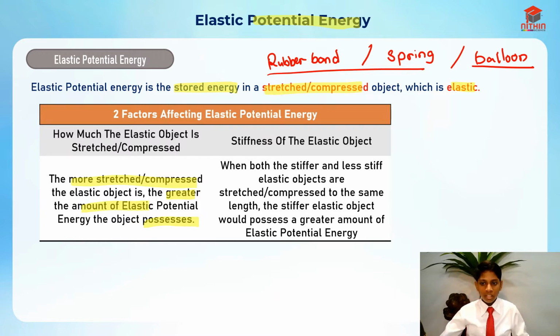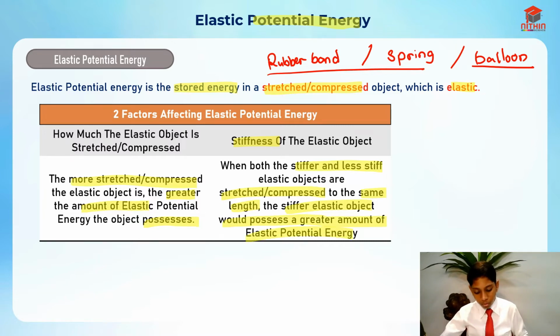The second one is the stiffness of the elastic object. Let's go through the relationship, since I think most of you don't understand yet. When both the stiffer and less stiff elastic objects are stretched or compressed to the same length, the stiffer elastic object will possess a greater amount of elastic potential energy.